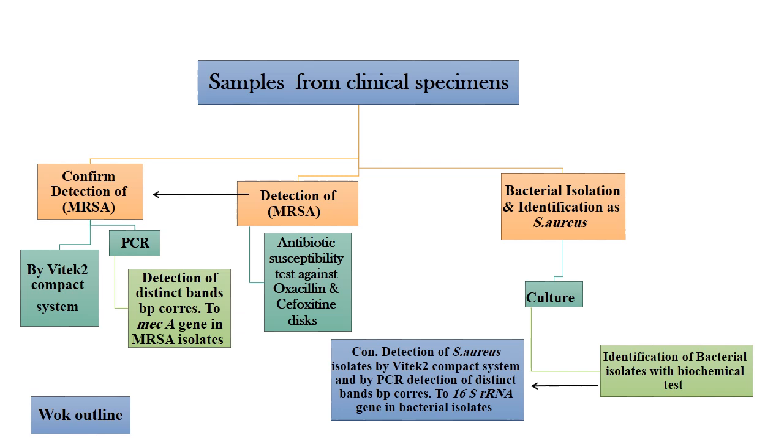After that, we confirmed detection of Staphylococcus aureus isolates by the Vitek-2 compact system and PCR detection of the distinct band, in base pairs, corresponding to the 16S rRNA gene in the bacterial isolates. On the other side, detection of MRSA isolates by antibiotic susceptibility test against oxacillin and cefoxitin discs. Then we confirmed detection of MRSA by the Vitek-2 compact system and PCR for the detection of the distinct band, in base pairs, corresponding to the mecA gene.